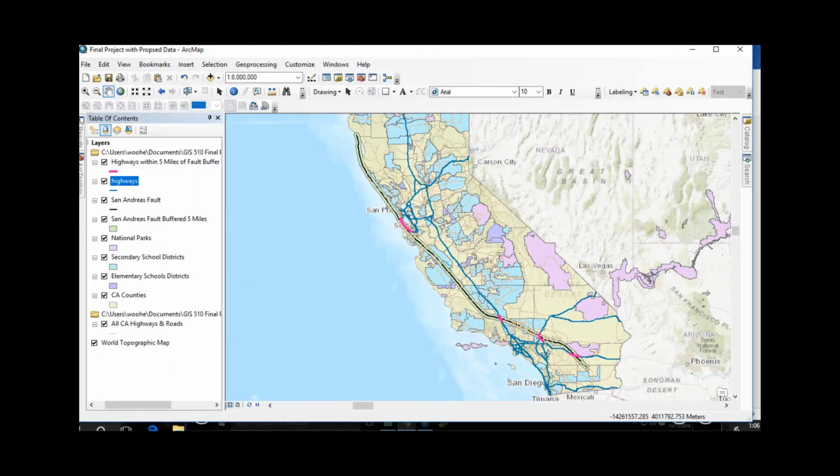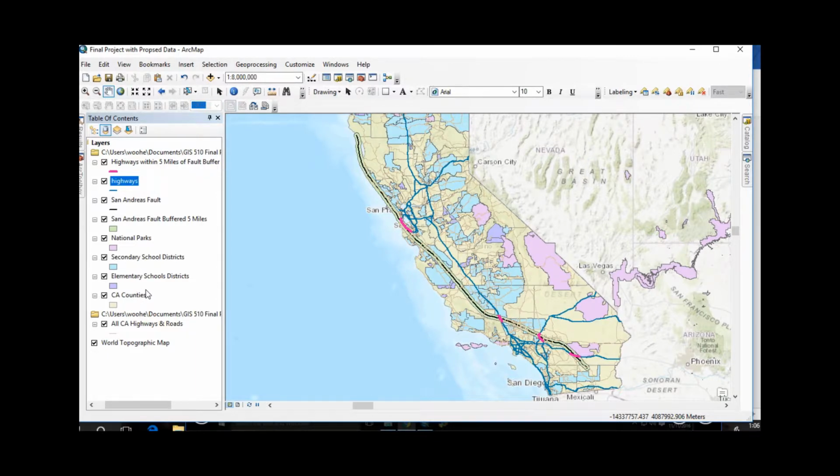So as you can see here, I have various shapefiles that I have located from a variety of sources that are displayed on this web map, including the California primary and secondary roads, or major highways, showing roads within California, the elementary and secondary school districts, the National Parks layer, showing all national parks in the United States, the San Andreas Fault line shapefile, and a shapefile showing all counties in California as a background reference for the study.